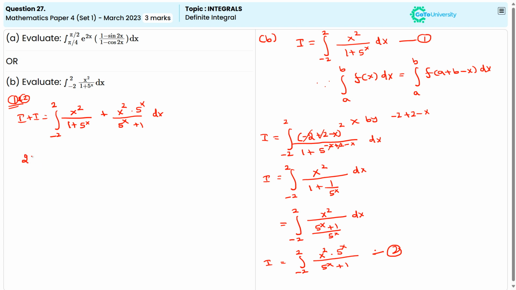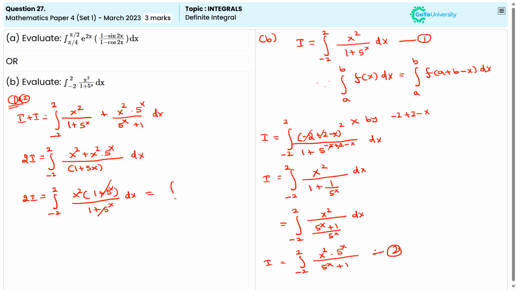Now we are going to add this, we get 2I, which is equal to integration limits from -2 to 2, x square plus x square into 5 power x divided by 1 plus 5 power x into dx. Now after taking x square outside, we get 1 plus 5 power x divided by 1 plus 5 power x dx. If we cancel out, we get integration of the limits from -2 to 2, remaining x square into dx. So if we integrate this, we get x cube divided by 3 and the limits from -2 to 2.